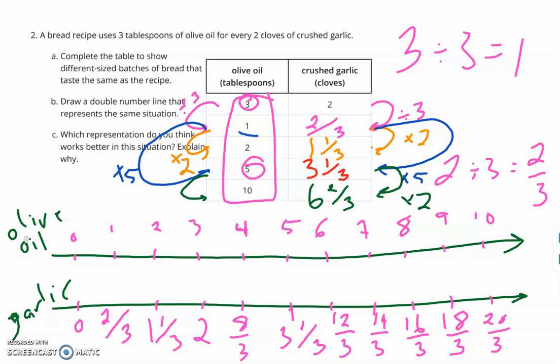Draw a double number line that represents the same situation. Done. C says, which representation do you think works best in this situation? Explain why.